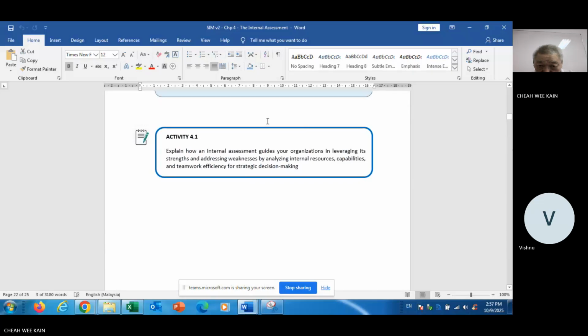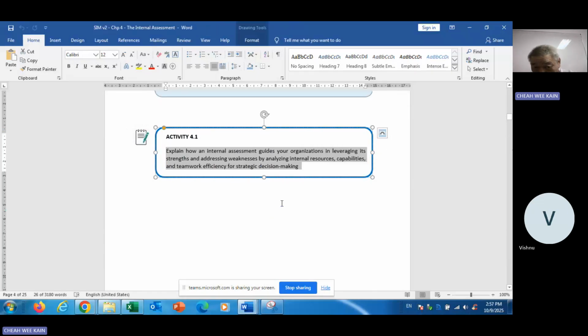So what I want you to do right now is think for yourself and explain how an internal assessment guides your organization in leveraging its strengths and analyzing resources, capability, and teamwork efficiency for strategic decision making. Let's say, for example, you do an internal assessment of your company. What are the strengths and the weaknesses? When you identify your strengths, does it help you to use your resources better? Does it give you a competitive edge? The answer should be yes. If the answer is no, there's something wrong with your analysis, or something wrong with your company.